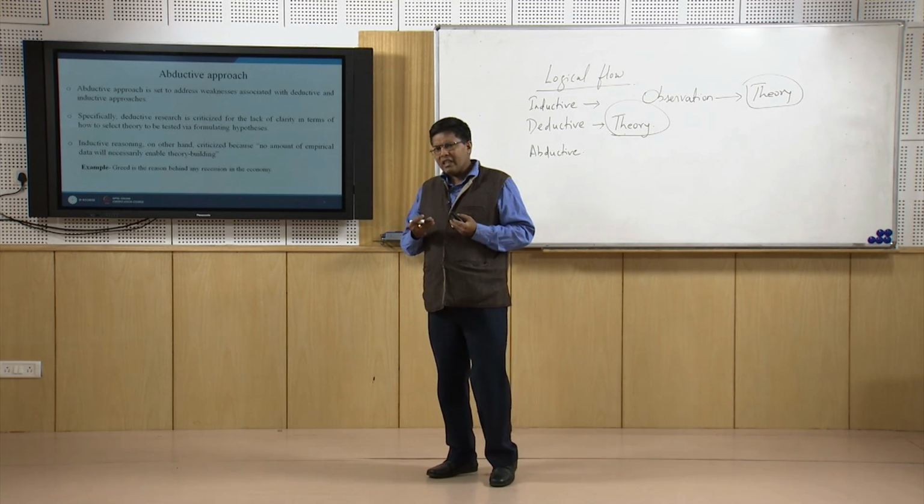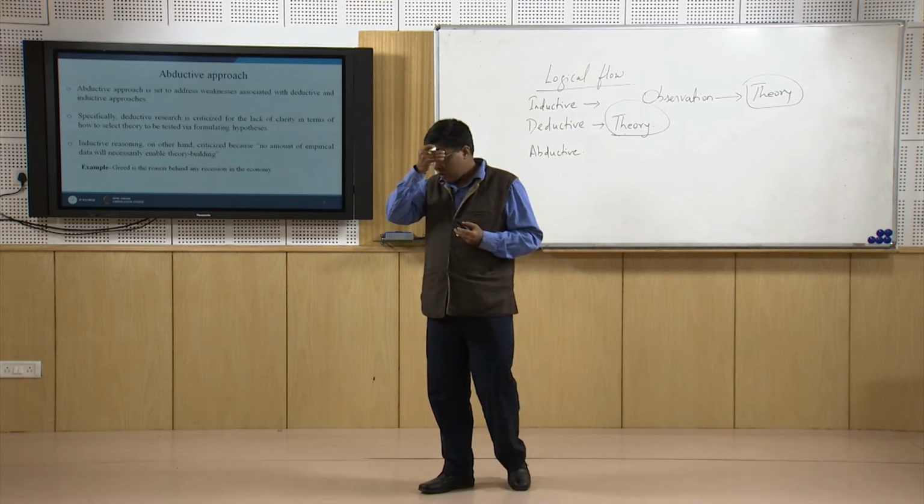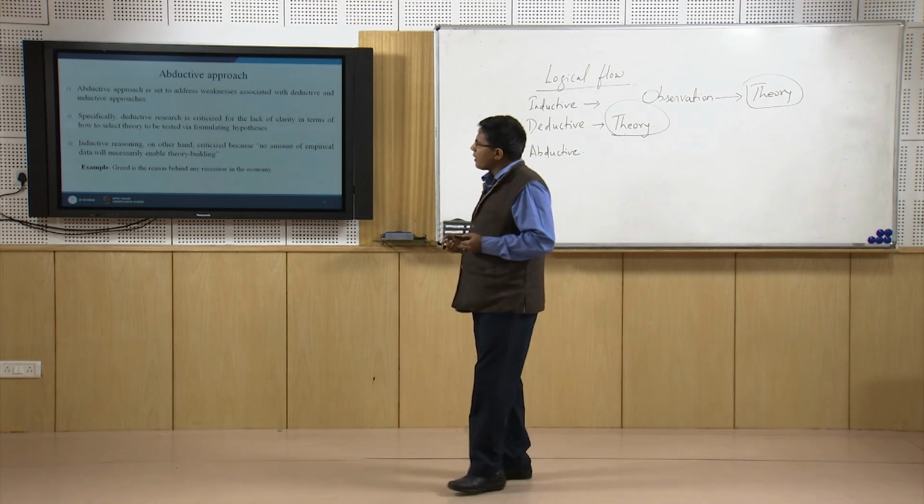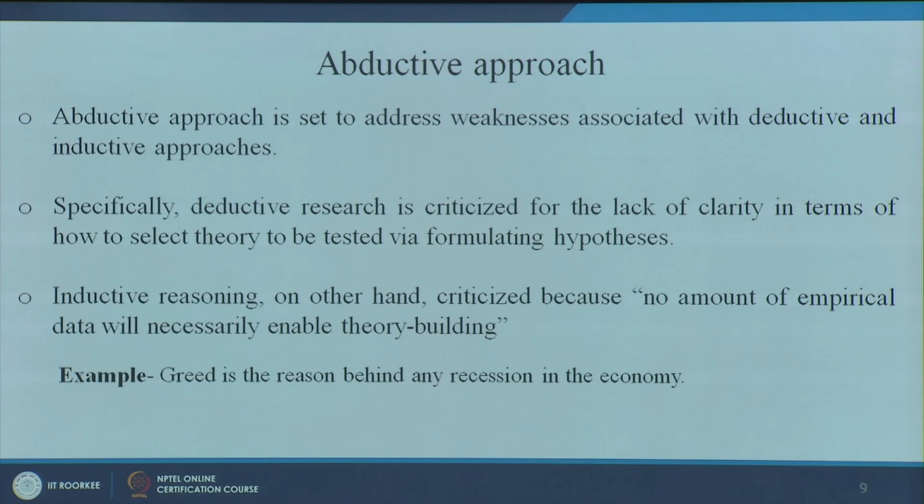Abductive approach is in between these two, because the third approach has been developed because there have been certain weaknesses in the inductive and the deductive. As it says, it sets out to address the weaknesses associated with the deductive and inductive approaches. Now the deductive approach is criticized for the lack of clarity in terms of how to select the theory. As we said, it starts with the theory. Now the question is, which theory? How do we know? There are so many theories connected with, let us say, managing people, for example HR policies, or improving the performance of a machine.